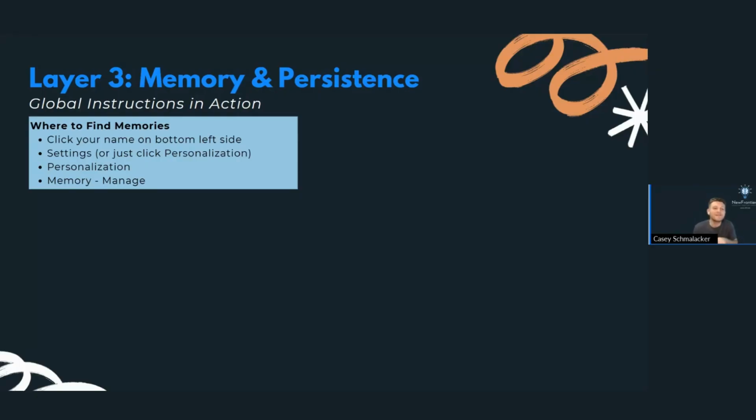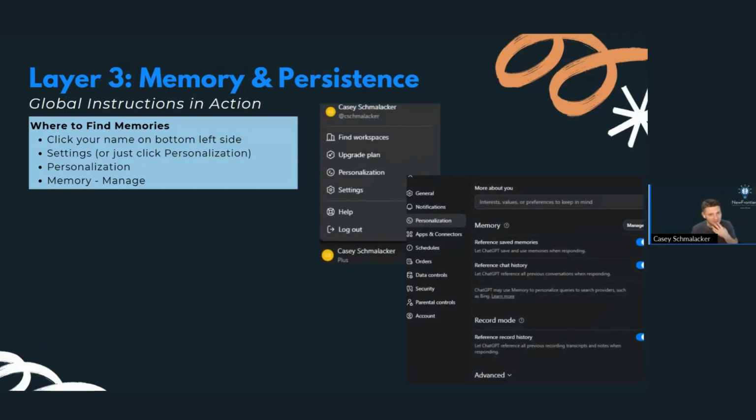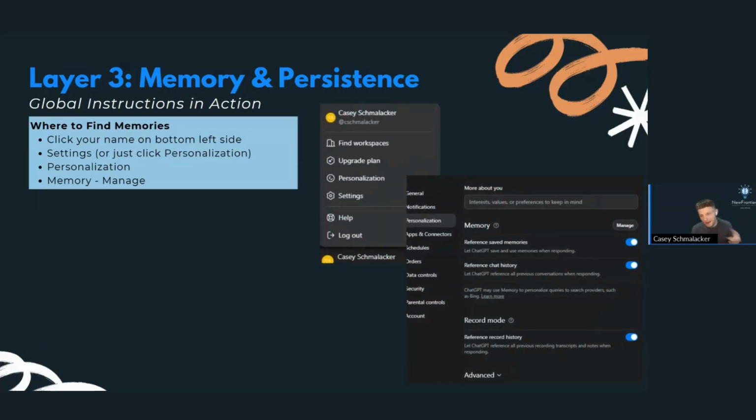So where can we find memories? In the same place, you want to click on the bottom left side, go to settings. Again, you could just click on personalization. And then there is a section called memory. And I'll pull it up, but you can ask it to not save memories. You can turn that feature off. You can also turn off referencing previous chats and previous chat history.